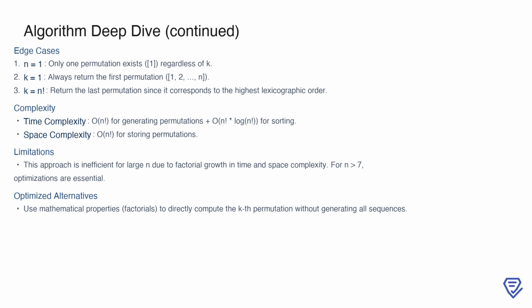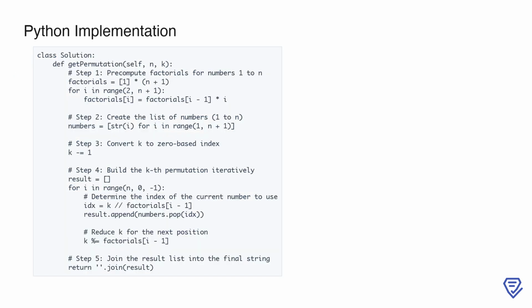One such optimization involves using mathematical properties, like factorials, to directly compute the kth permutation without generating all permutations. This optimized method is significantly more efficient and addresses the limitations of the brute force approach. This solution efficiently computes the kth permutation sequence without generating all permutations. Here's a breakdown of the approach.